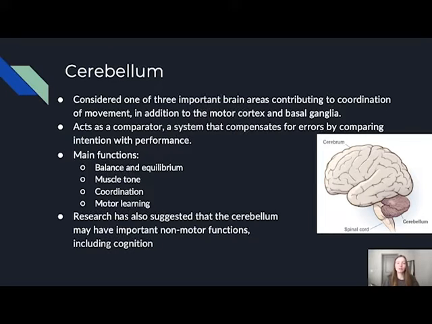The cerebellum acts as a comparator that compensates for errors by comparing the intention of our movements with the actual performance. The main functions of the cerebellum include balance and equilibrium, muscle tone, coordination, and motor learning. And research has also suggested that the cerebellum may have important non-motor functions as well, including cognition.